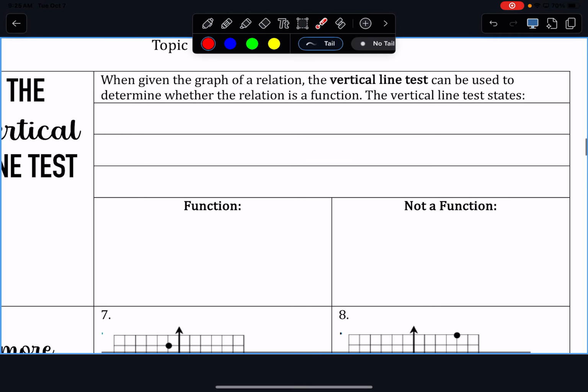So when given a graph of a function, this specifically only relates to a graph.